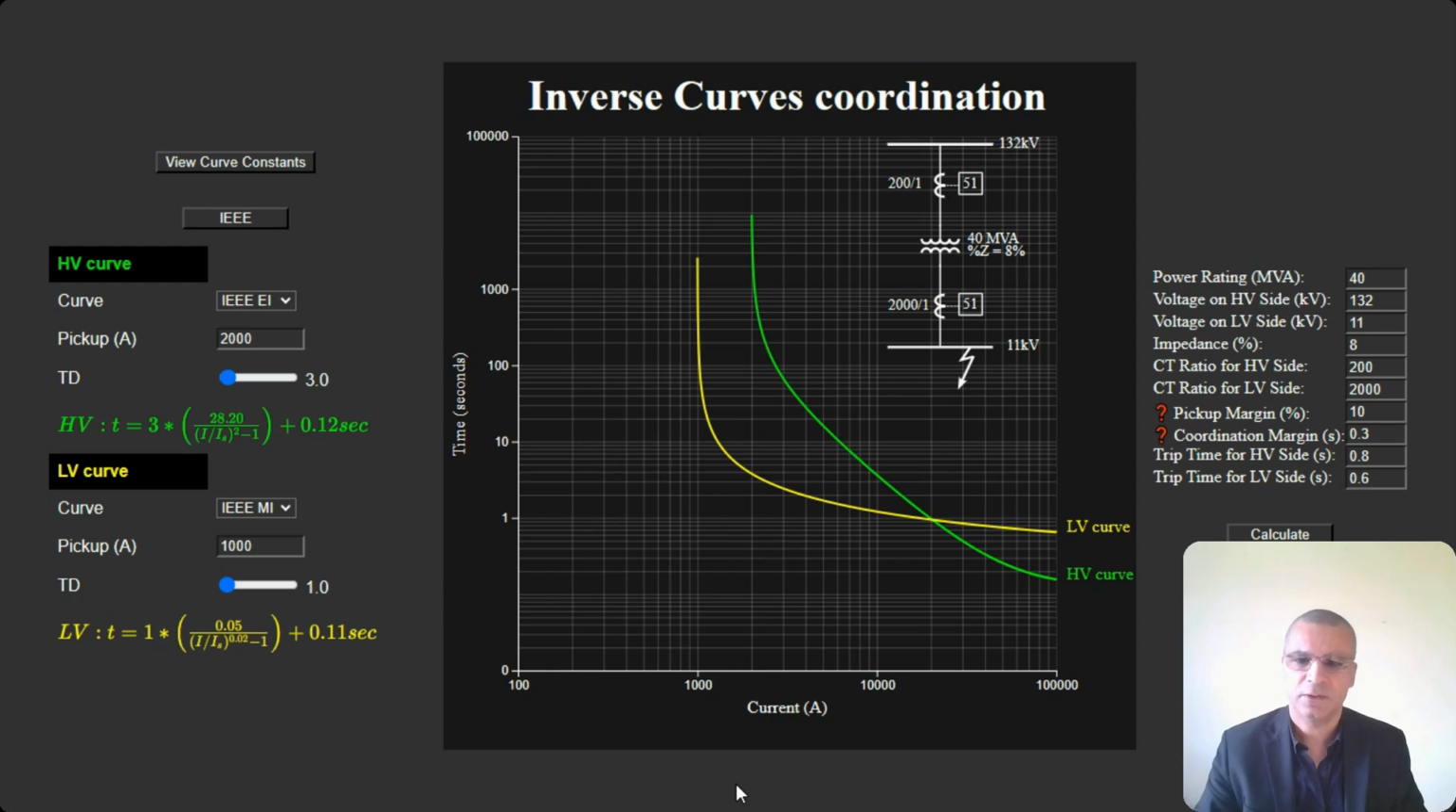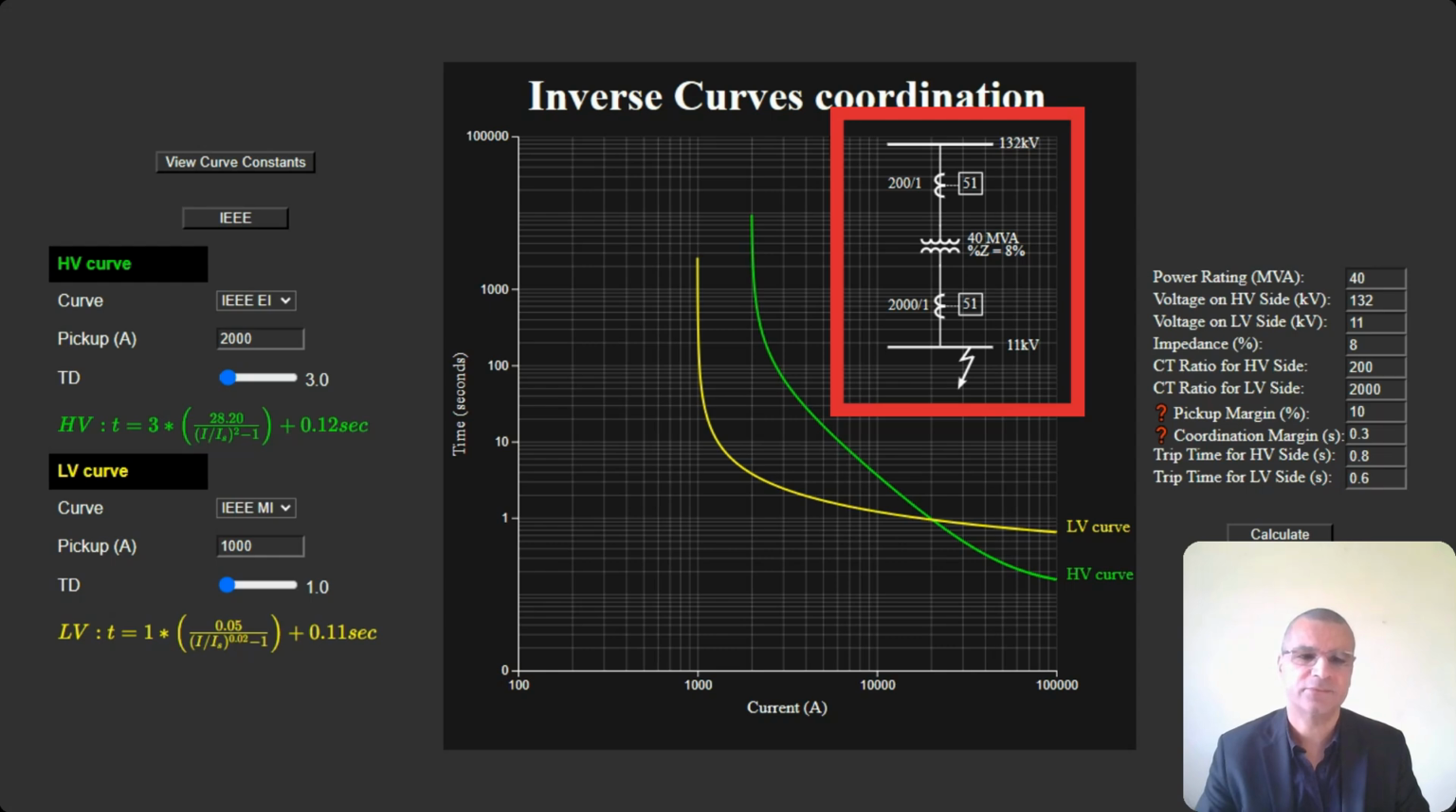It's a coordination study tool that helps coordinate overcurrent relays on a typical step-down transformer that you can see shown here. That transformer is a 400 MVA transformer with a high side of 132 kV and a low voltage side of 11 kV. CT ratios are shown here with 200 to 1 on the high side and 2000 to 1 on the low side. The impedance of the transformer is 8%.